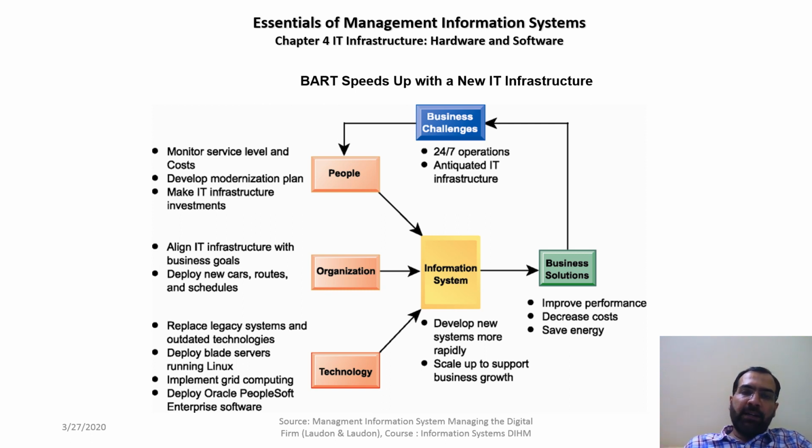We have people, organization, technology. So what we do is we have to develop new systems more rapidly, and when we build the new systems, we have to provide the scaling up property as well. So we have to scale up to support business growth, because the requirements and the business do not remain stagnant or static. So with the passage of time, of course, the business changes. We have new data, we have maybe new products, or we have new mergers as well. How our information system incorporates all those things is very important.